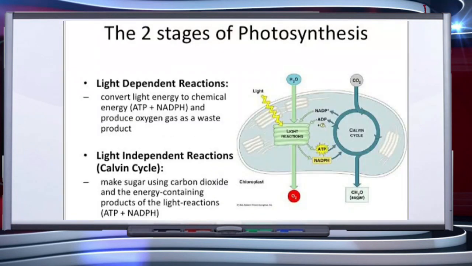Photochemical phase directly depends on light. The pigments absorb the light energy and convert it into ATP. Electron transport, ATP synthesis, and photolysis are the major events in light reactions. During this phase, water is dissociated and oxygen is liberated. ATP and NADPH formed in this phase are used up during the biosynthetic phase.